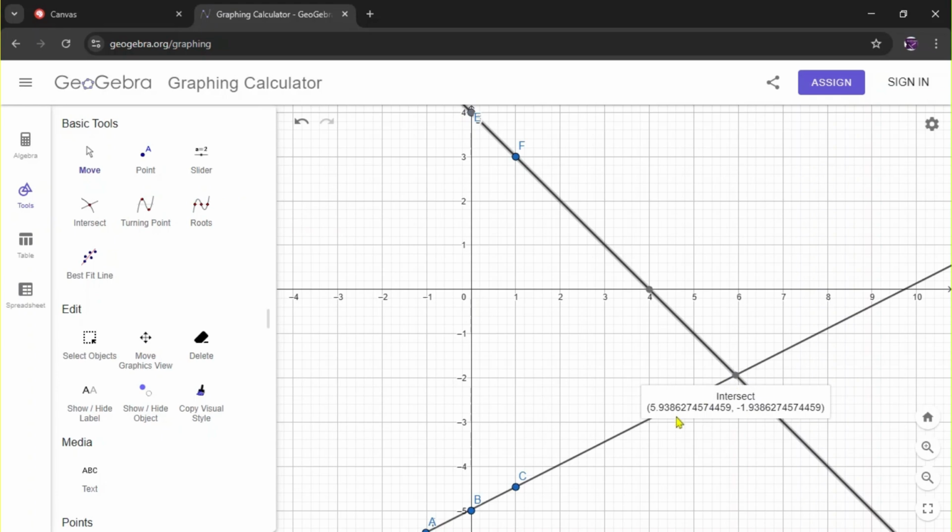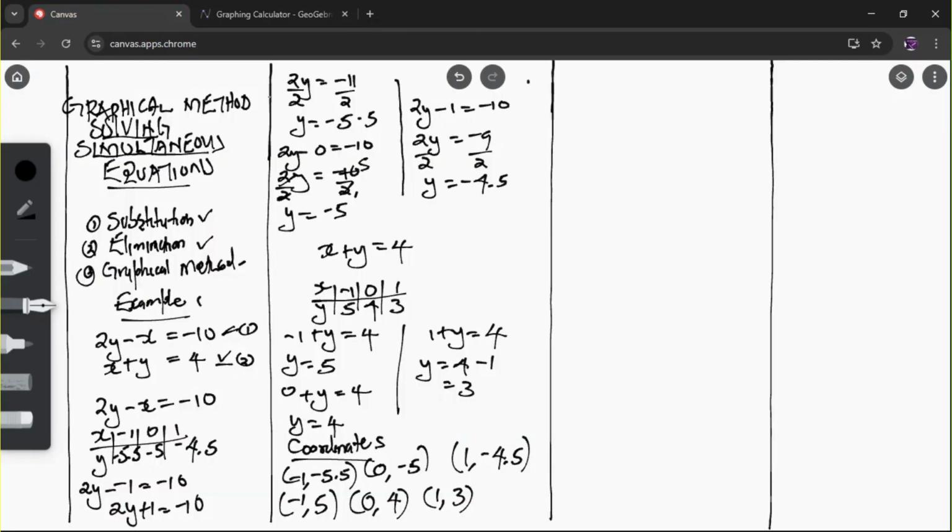But for me, I'll round off this one because this one is too small. I'll pick to the nearest one decimal place. So if I pick that value, the graph here is 5.9 and negative 1.9. So I'll come here and say where the graphs are meeting is 5.9 and negative 1.9. Now, this is the solution for that.